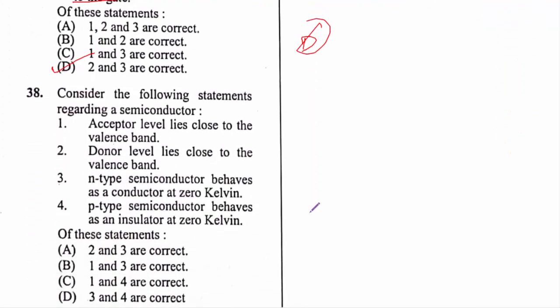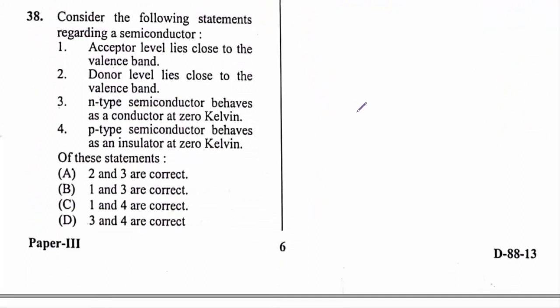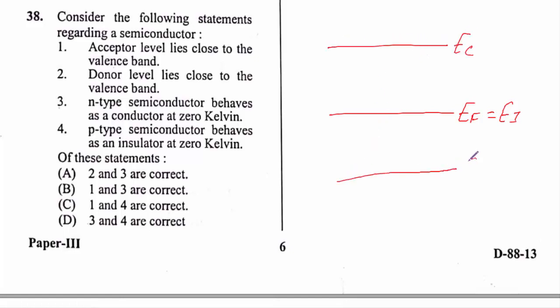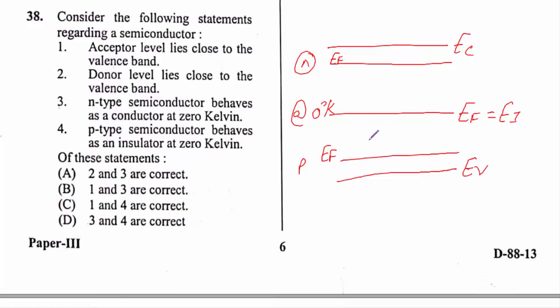38th question what they are given is consider the following statements regarding a semiconductor. We know that at absolute 0 Kelvin your Fermi level is same as your intrinsic carrier level. You will be having conduction band over here and you will be having valence band over here. So at absolute 0 Kelvin you will be having Fermi level exactly in between conduction band and valence band. But in the case of N type, your Fermi level will be near to your conduction band. In the case of P type, your Fermi level will be near to your valence band. So these things are very, very important. So with this theory, let us solve this question.